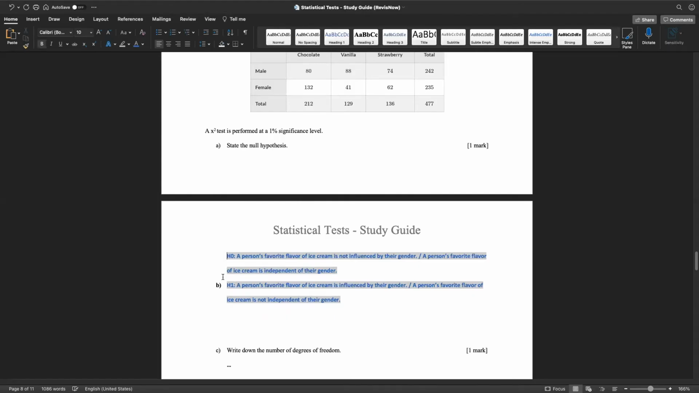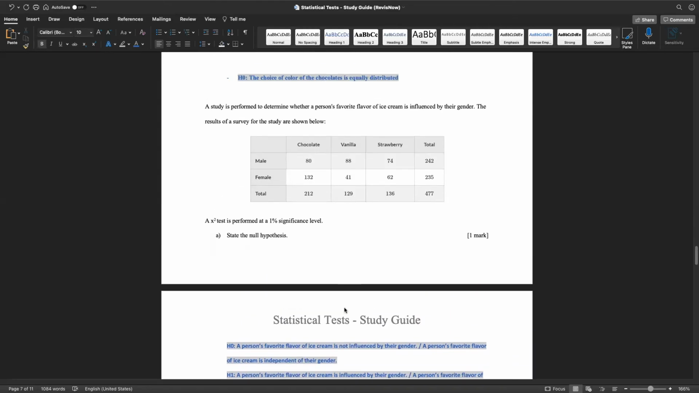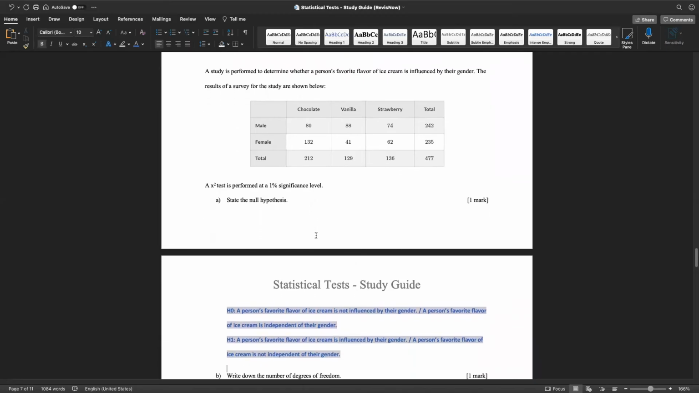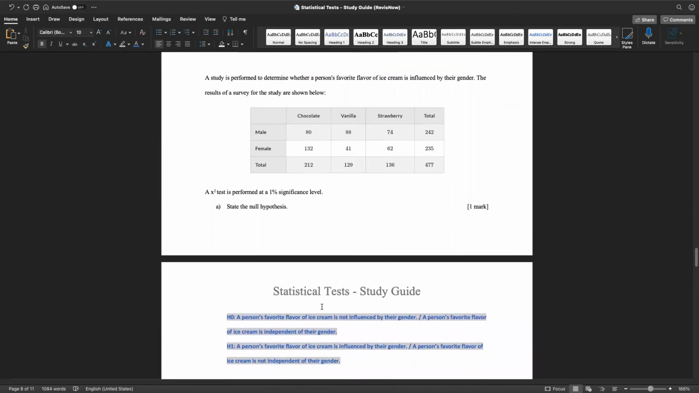Wait, I thought that would be if it was not influenced. Wouldn't that be the alternative hypothesis? If it was not influenced by the gender. I don't know. I asked Ms. Sinha and she said I was correct, but I think for these kind of questions, the null hypothesis is always that they are independent of each other.